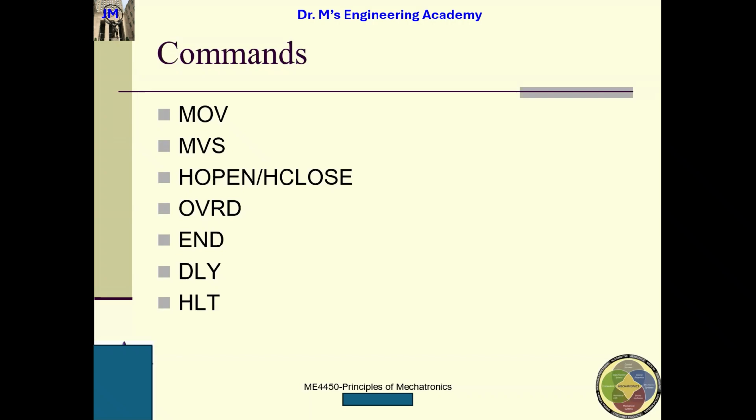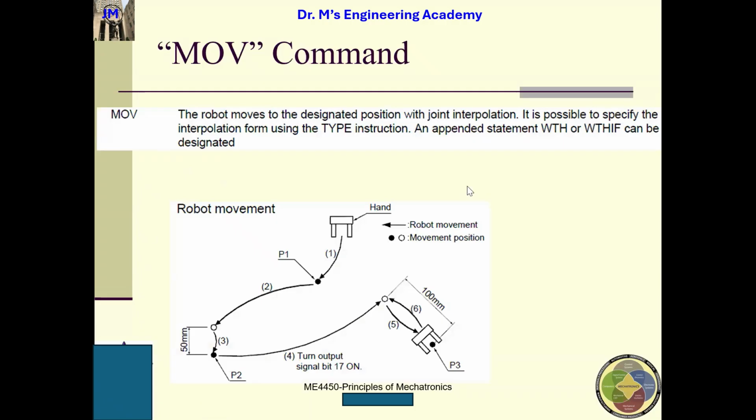So HLT means that if we put the HLT before the end, then the program will run only once. Without HLT, the program will run continuously and repetitively. So I want you to know the function of each of these commands, and then we will talk about these commands one by one.